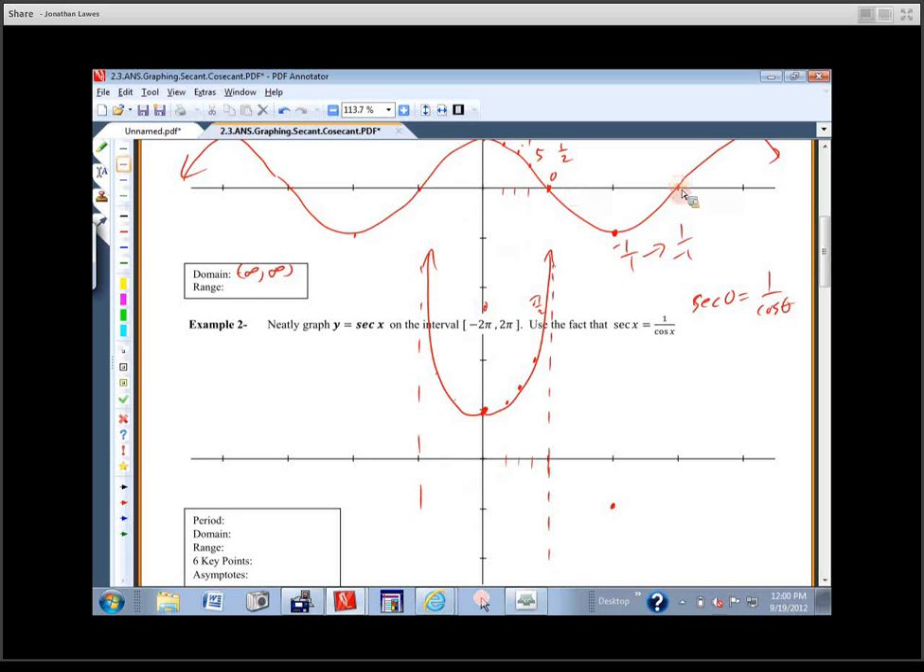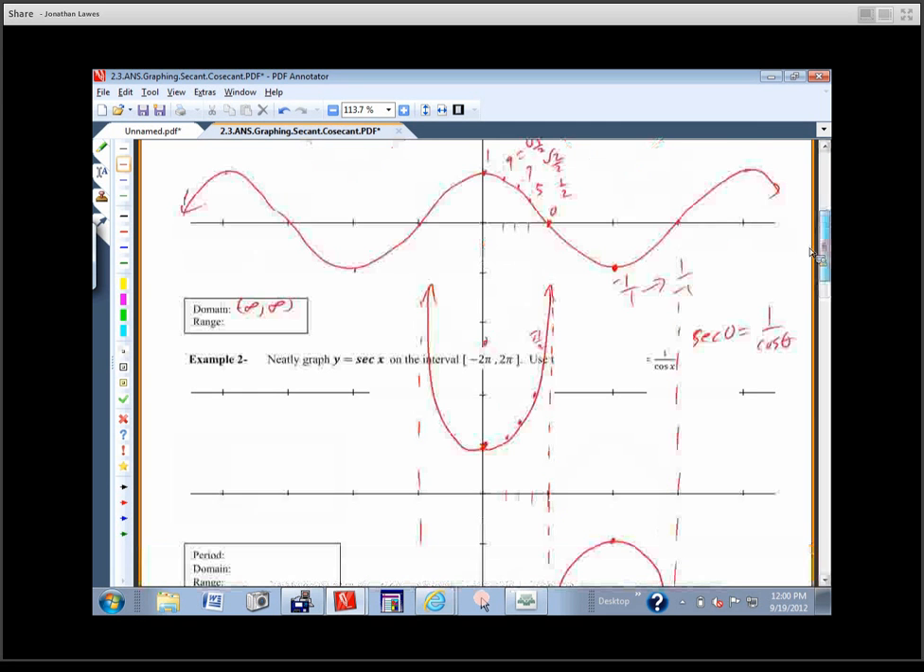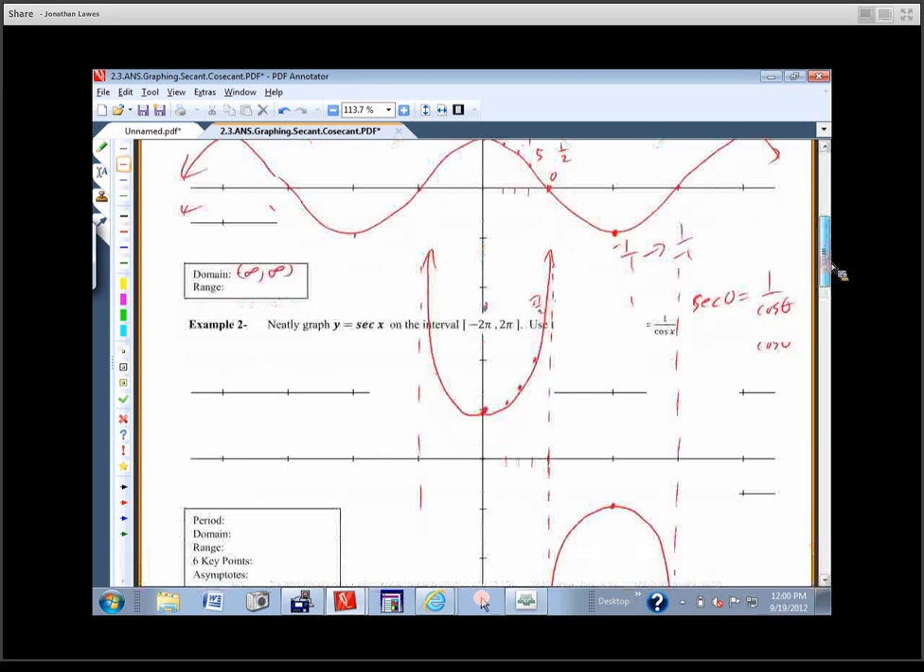And this is a 0. Reciprocal of 0 is undefined, so let's follow that down here. Let's put an asymptote here. Reciprocal of these small negative function values is going to be huge negative function values. So it looks like this. Okay. Any questions?